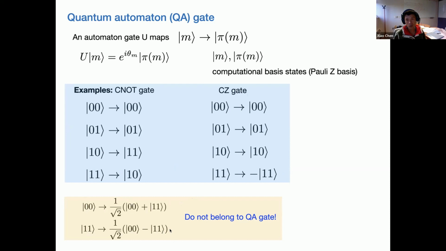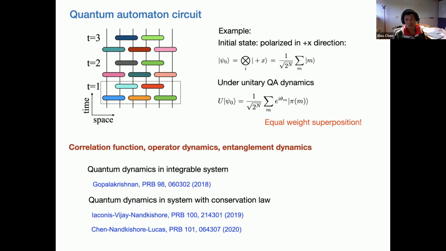Although this is a unitary quantum gate, it does not belong to this automaton gate class, because there is a superposition under the dynamics in the computational basis. So we use this automaton-like gate to construct some unitary circuit. This circuit has been used to understand many interesting problems in unitary circuits, like conversion functions, information spreading and entanglement dynamics.